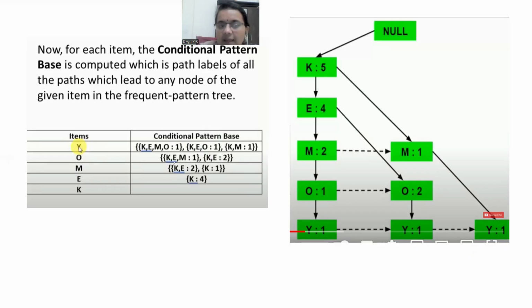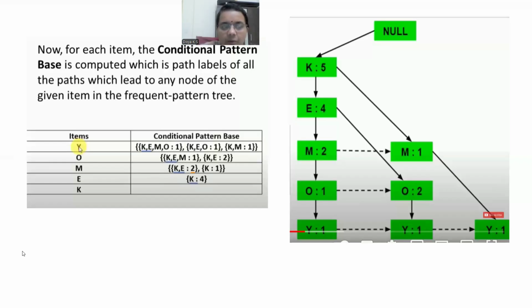It's correct. Next for M, I have KE. M is 2. Next for this M, I have directly K. M is equal to 1. Then last for E, I have only K. K is equal to 4. K is the second node, right? So I don't have any nodes here. This is called the conditional pattern base.